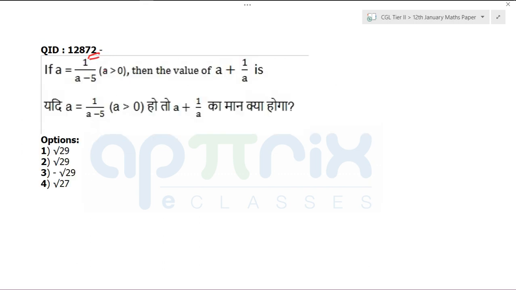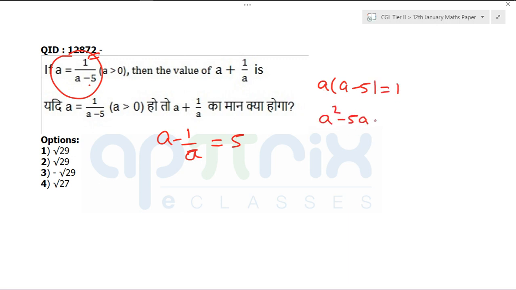Question number 72. I'll explain the process. Whenever such questions come, you have to find either a plus 1 by a or a minus 1 by a. So here you solve, you will get a minus 1 by a is equal to 5. How can you get it? Just do the cross multiplication. A into a minus 5 is equal to 1. Then you can write that as a square minus 5a is equal to 1. Divide by a, and a minus 1 by a will become equal to 5.